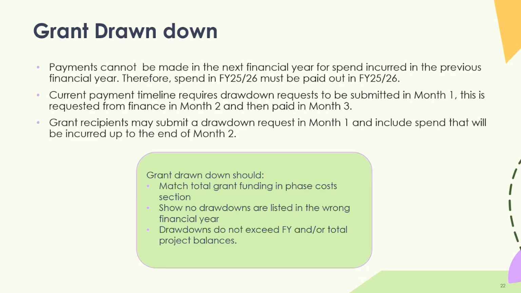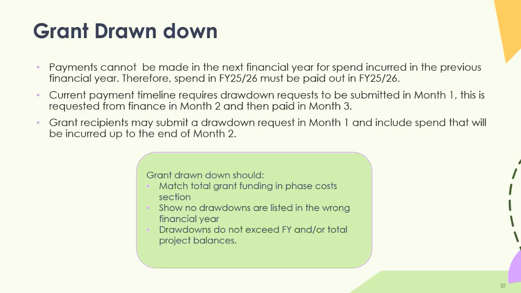So yeah, for instance, we've got an example here. Grant recipients may submit drawdown requests in month 1 and include spend that will be incurred up to the end of month 2. So grant drawdown should match the total grant funding in the phase cost section. So no drawdowns that are listed in the wrong financial year. Again, we'd be looking at that in terms of, have you put drawdowns that don't match up, and drawdowns do not exceed financial year and/or total project balances.